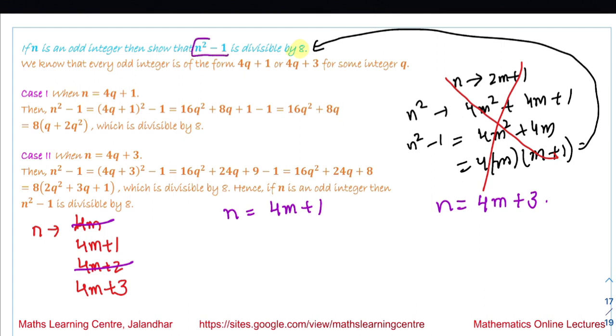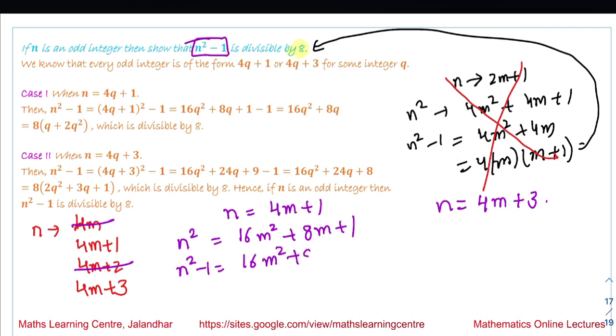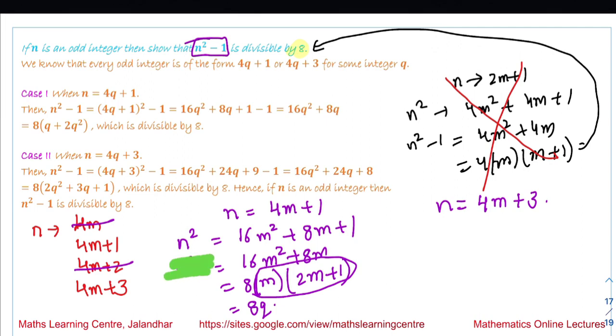Now we have to calculate the value of n square minus 1. In this case, n square is equal to 16m square plus 8m plus 1. So n square minus 1 will be equal to 16m square plus 8m. You can take 8m common, and we are left with 2m plus 1, and I can write this whole term as q. So it is 8q. It means that n square minus 1 is divisible by 8.